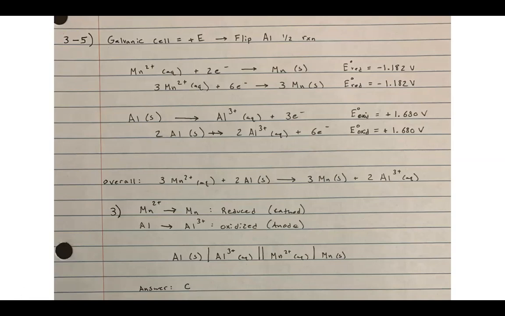So if they're both in the aqueous phase, I went over on Monday how you write that specific notation. But most of the time, your reactant and product are in different phases. So for example, solid and aqueous here. And so you separate them with a single line. And so aluminum solid, aluminum 3 plus aqueous, double line to indicate that after it's going to be our cathode. And then for our cathode portion, we do our reactant manganese 2 plus goes to manganese solid. Okay, so the answer should have been C for that.